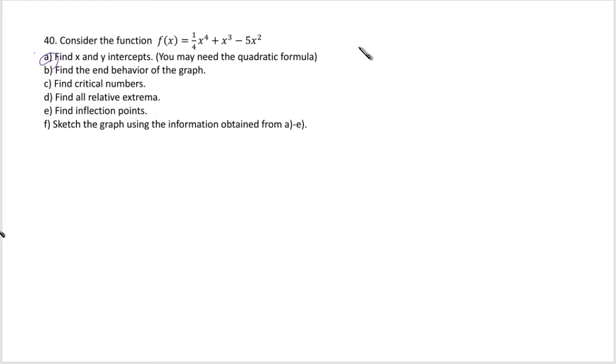Well, to get the y-intercept, you plug in 0 for x. So 1/4 times 0 to the 4th, plus 0 cubed, minus 5 times 0 squared. That's just going to be 0, right? To get the x-intercept, well, you need the value to equal 0 because the value of the function is y.